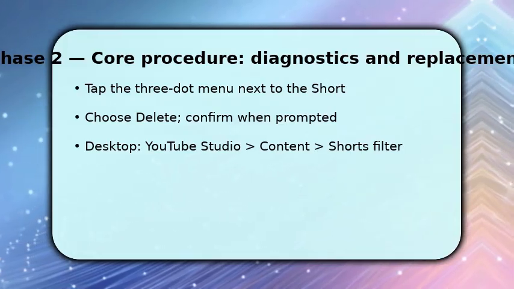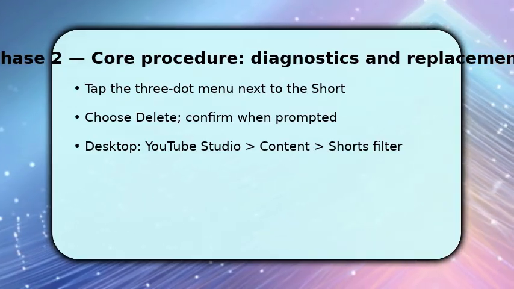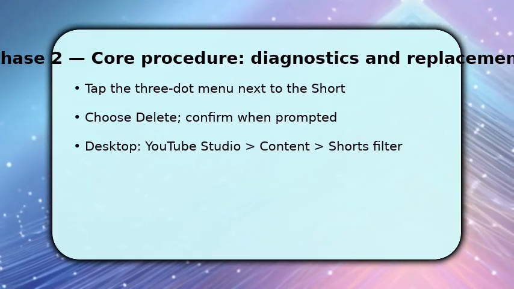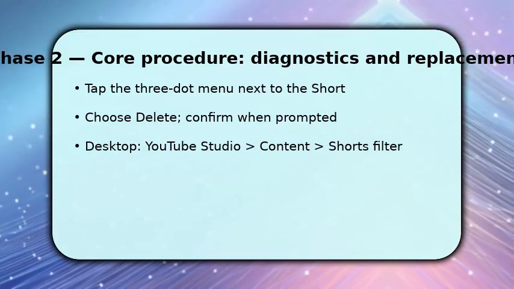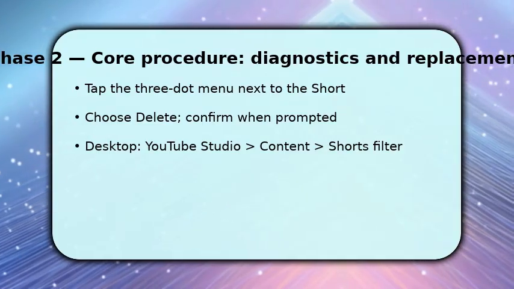On desktop, open YouTube Studio, go to Content, then use the Shorts filter to isolate short-form uploads. Select the video, click the More Options icon, and choose Delete Forever. Make sure to export any analytics or download the file before confirming.